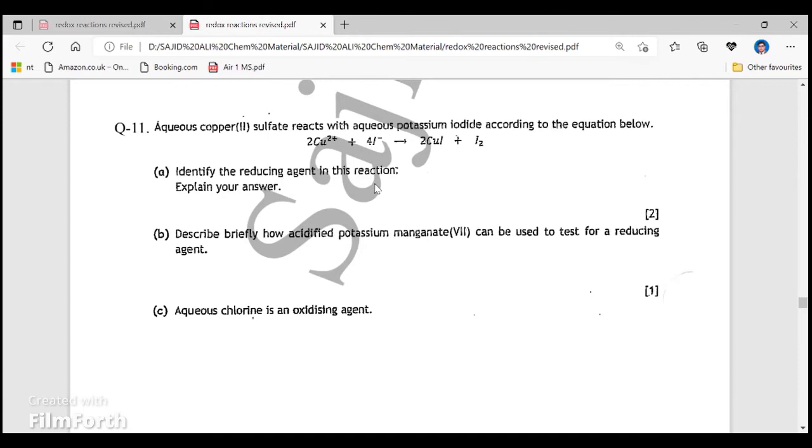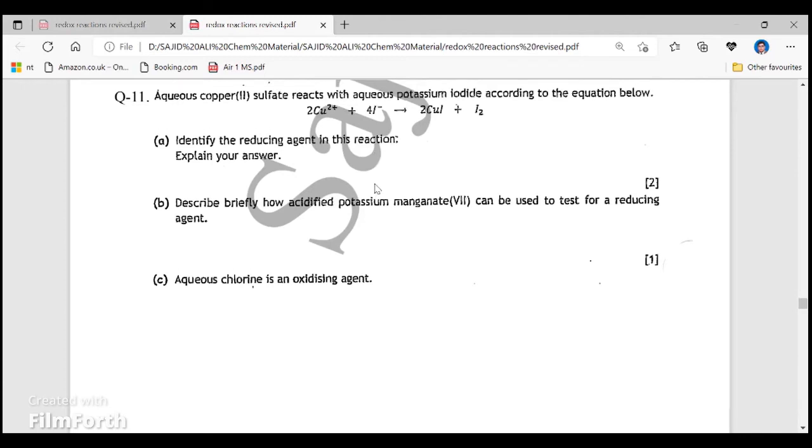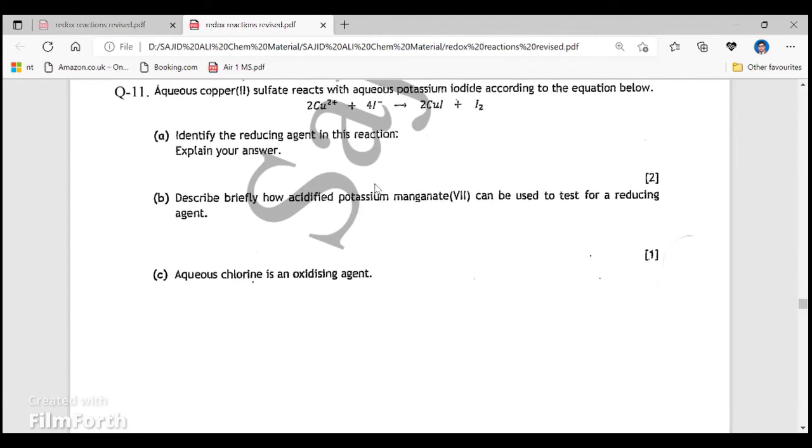What color change will you observe? Purple to colorless. Abdullah, you need to remember this: purple to colorless. Aqueous chlorine is an oxidizing agent. Describe how acidified potassium manganate(VII) can be used to test for a reducing agent. So you would say that the potassium manganate(VII) solution will turn from purple to colorless.